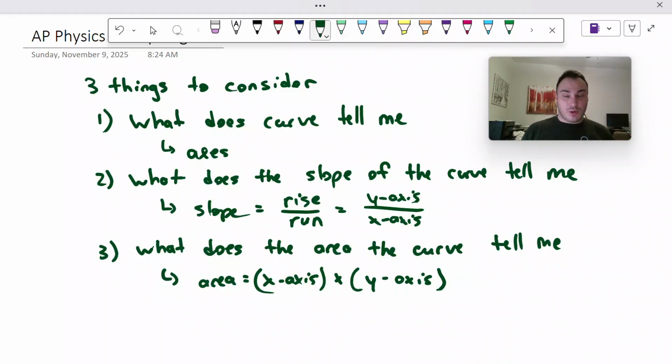So these 3 questions are the 3 questions that should be in your mind whenever you analyze a graph. What does the curve itself tell me? What does the slope of the curve tell me? And what does the area under the curve tell me? We're going to look at a few examples now.